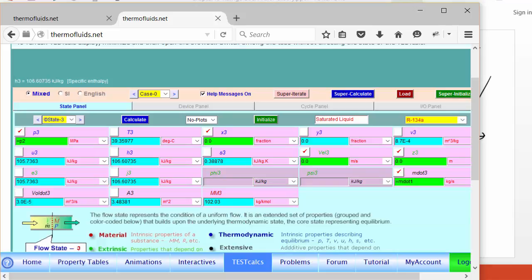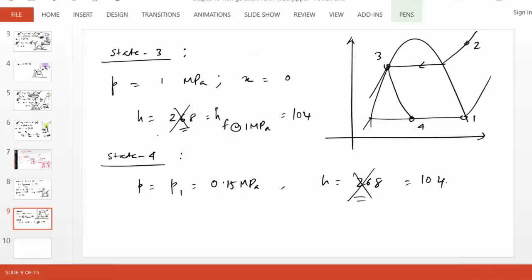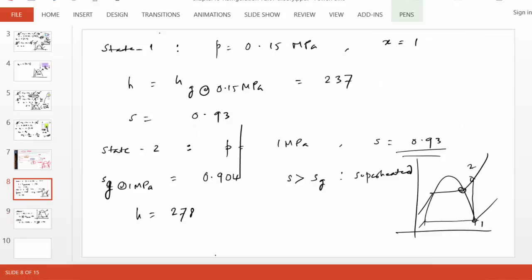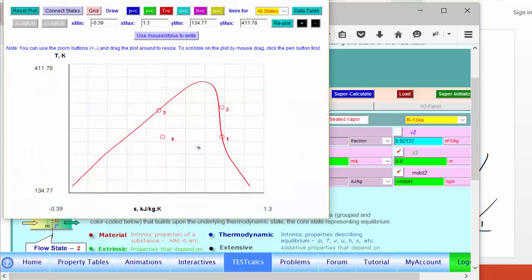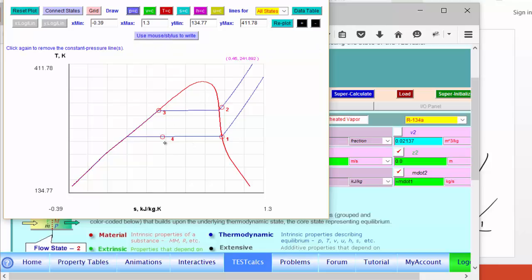So now that we have calculated and verified all our enthalpies, by the way, did we get state 2 correct? State 2, we got an enthalpy of 278. Let's go and make sure. State 2, this is what we got. 278. So a T-s diagram is a good idea to draw, with constant pressure lines. It shows how the cycle should look.